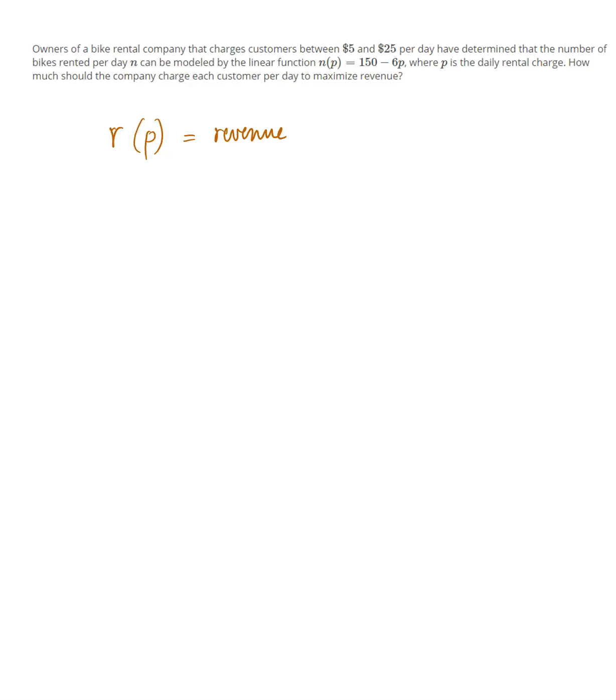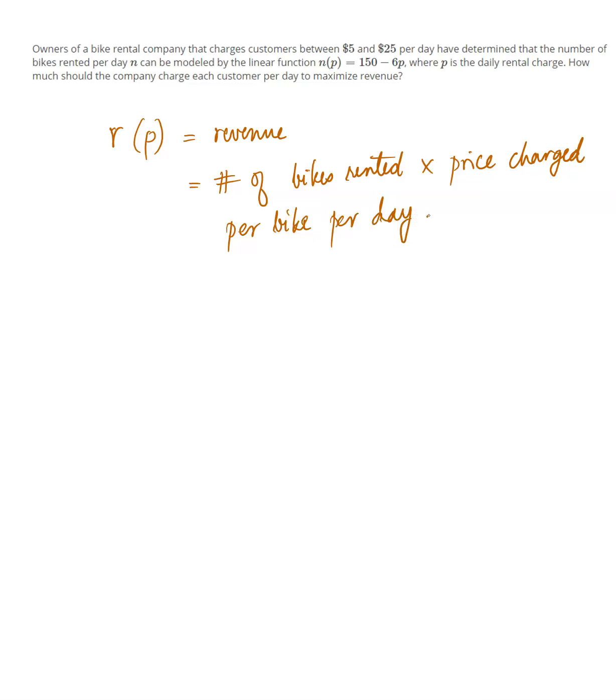Now this revenue will be the same as, what is the income? The income is the number of bikes rented times what they charge per bike. So I'll say number of bikes rented times price charged per bike per day. That makes sense, isn't it? Because P refers to the daily rental charge. So we're talking about the daily ones.